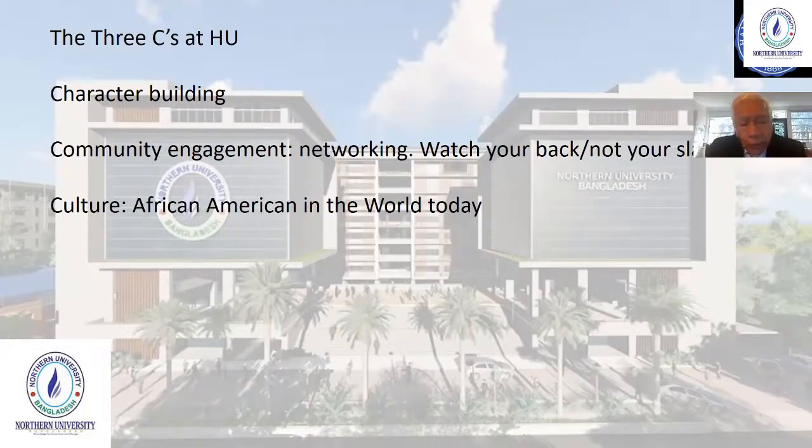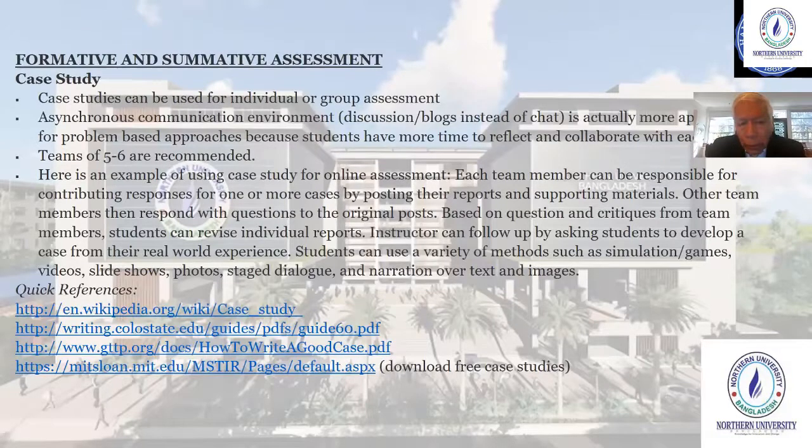So at Hampton University, we distinguish ourselves for using the 3 C's. That means character building. And I emphasize that character building means doing the right thing when nobody is watching you. So I said, you can cheat, but you're cheating yourself, okay? So the other is culture and the other is community.